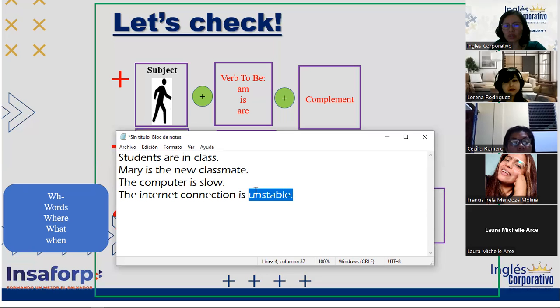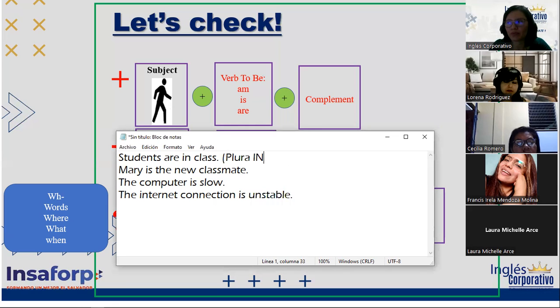Entonces, lo que yo quiero resaltar, chicos, de esta parte es lo siguiente. A veces nosotros estamos acostumbrados a ver un he, un she, un they, un I como subject, pero debemos de saber que no siempre va a ser así. Entonces debemos de tomar en cuenta, ¿verdad? ¿Cuáles son esos dos tipos de subjects o nouns que yo puedo tener? Entonces, por ejemplo, students is a plural noun. ¿Por qué? Porque está en plural, students, ¿verdad?